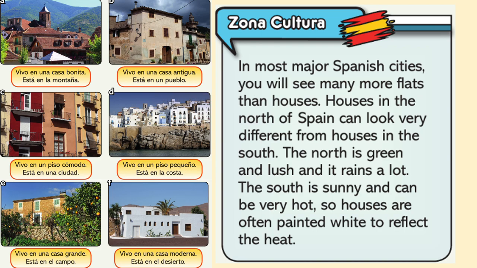Also in the north of Spain, you've got a lot of green landscape. It's quite wet and rainy, a bit like the UK. But in the south of Spain, there are some lovely houses and flats. And more often than not, they are painted in very light colours, such as white or a bright light blue or yellow. And that's to reflect the heat.